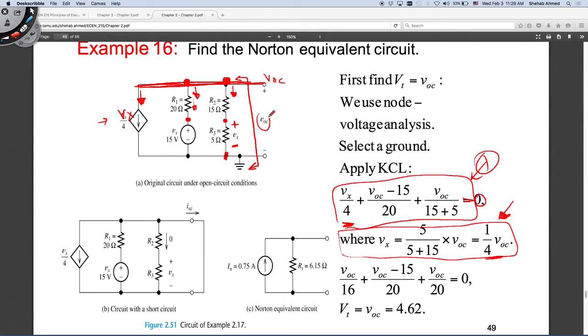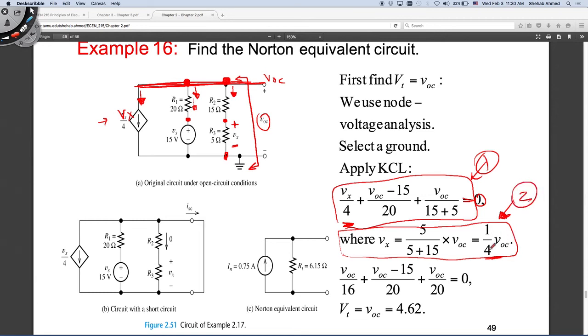I know that the open circuit and Vx are related. So Vx is equal to the open circuit voltage multiplied by 5 ohms divided by a combination of the resistances, right? That's the voltage divider rule. And that's what we have here. So it's equal to 1/4 V open circuit. So this is my second equation.